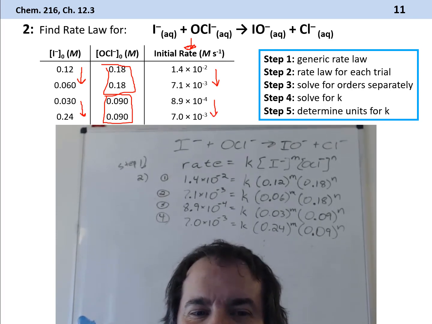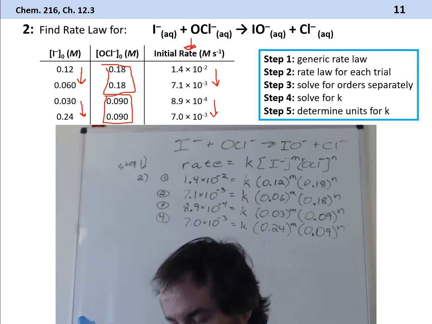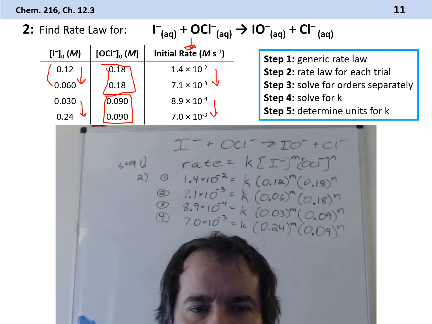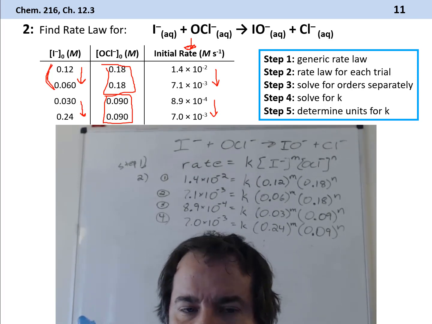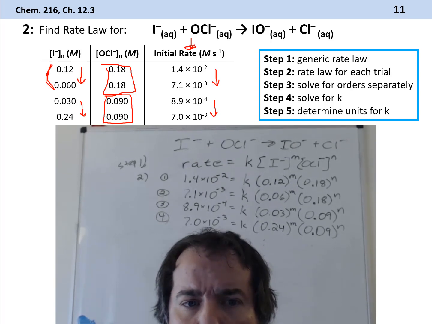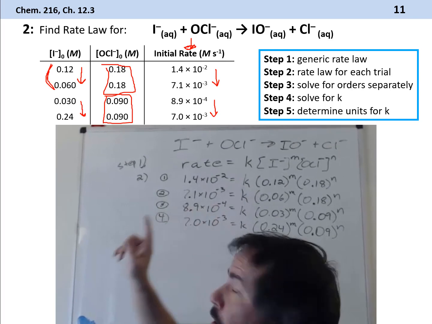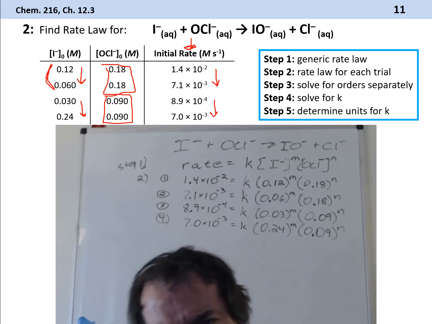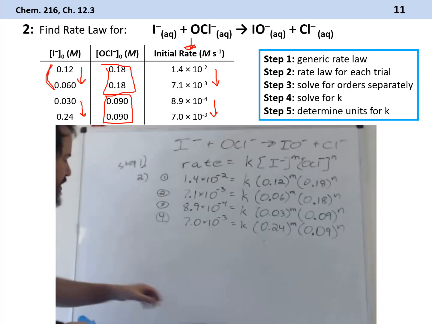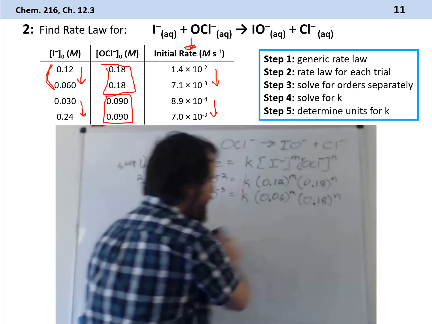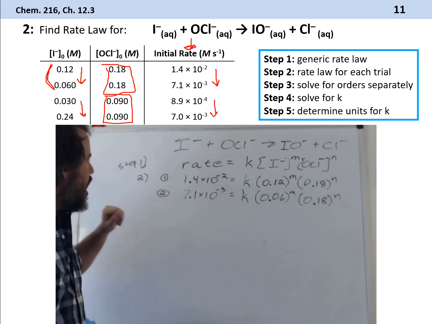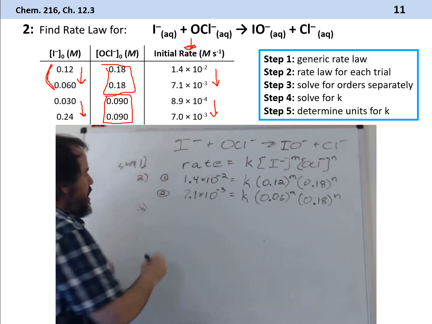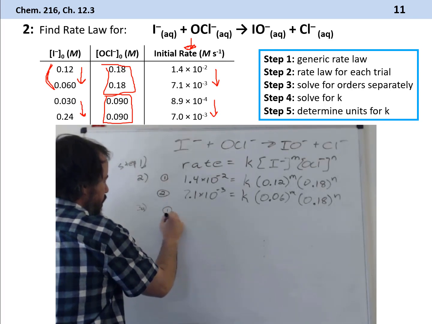But at no point did I actually keep I- constant. So that's going to be a little bit of difficulty later on. But for now, I can use the fact that in 1 and 2, I kept OCl- constant to figure out how this rate law behind me is affected by I-. That's M. Okay, I could use 3 and 4, but I'm going to use 1 and 2. All right, so what I'm going to do in step 3, I'll call this 3A, is put number 1 over number 2.